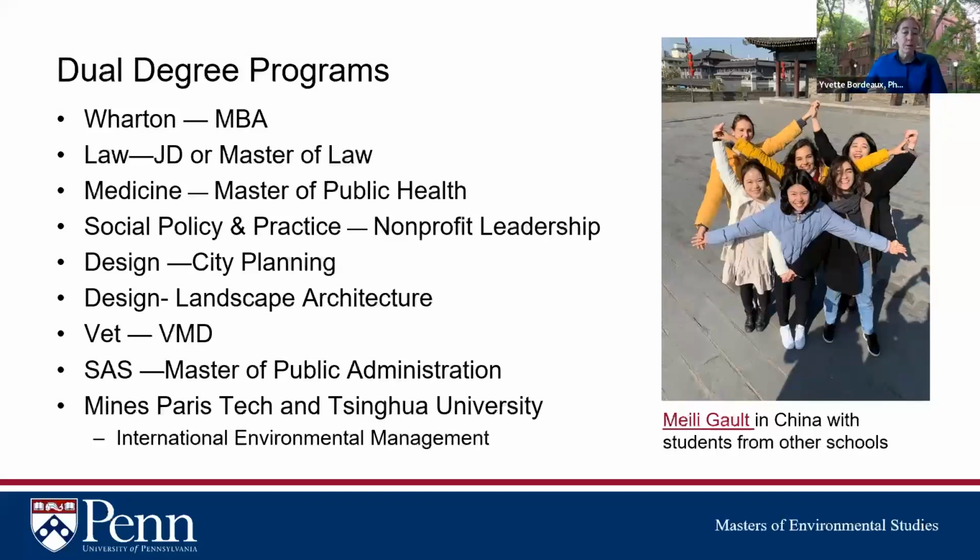You complete a 6-month internship, all right? You write that up and submit that capstone to all 3 schools. You defend, and at the end, you'll receive 3 degrees: a postmaster's degree in environmental management from Mines ParisTech, a master's of science in environmental management from Tsinghua University, and of course the Master of Environmental Studies from Penn. For that program, if you're interested, you get admitted to Penn first, and then you apply for it in January of your first year.